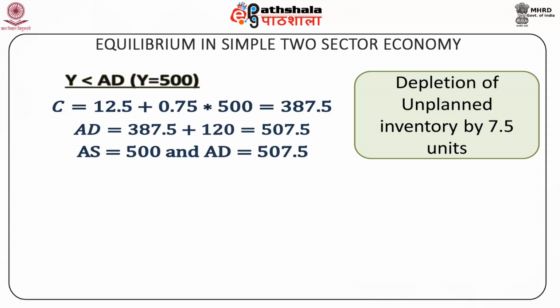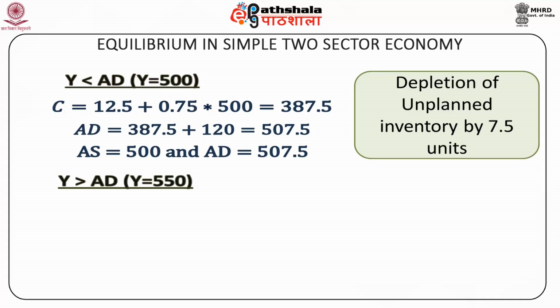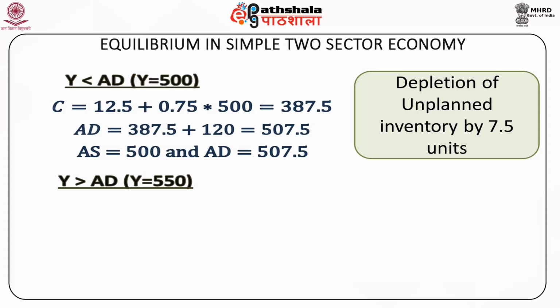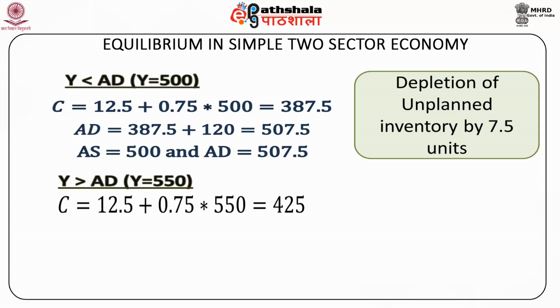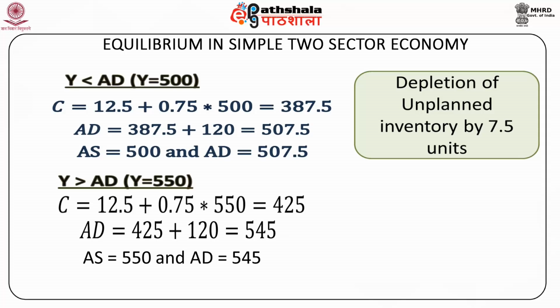On the other hand, at a higher income level where Y is greater than AD, there would be addition to existing stock of inventory. For example, if Y is equal to 550, AD can be computed as C plus I. C is equal to 12.5 plus 0.75 multiplied by 550, which is equal to 12.5 plus 412.5, which is equal to 425. So AD is equal to 425, that is consumption, plus 120, that is investment, and is equal to 545. AS is the level of production, that is 550. In this case, AS is greater than AD and there is unplanned addition to inventory stock by 5 units.